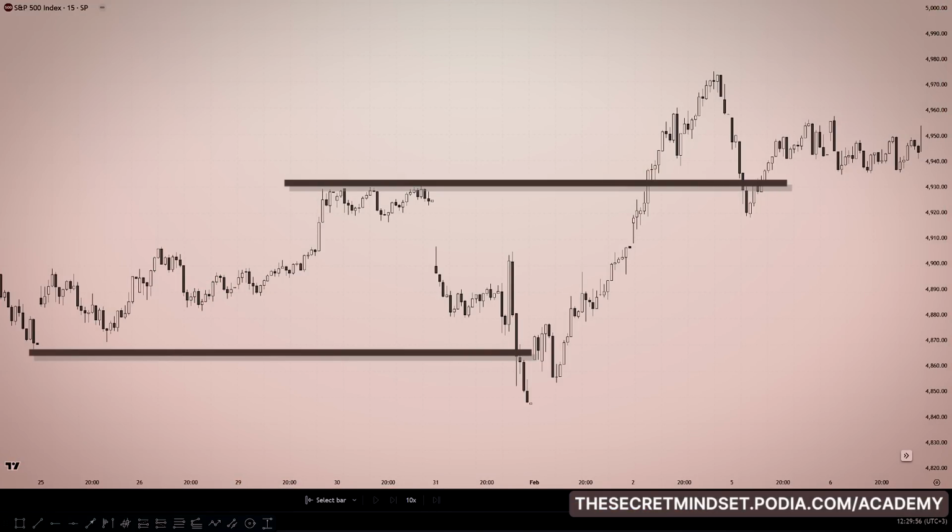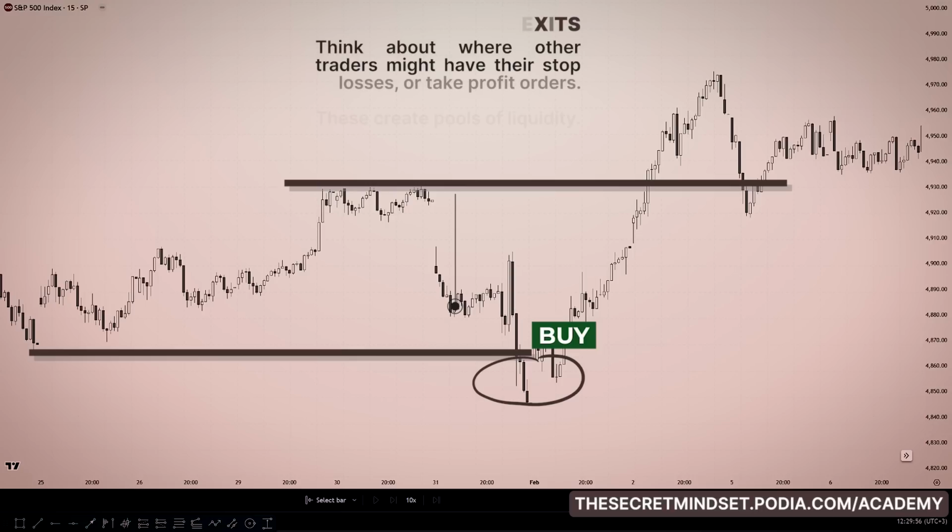For exits, think about where other traders might have their stop losses or take profit orders. These create pools of liquidity. As price approaches these areas, be ready to exit your trade. The price might reverse once it hits these liquidity pools.